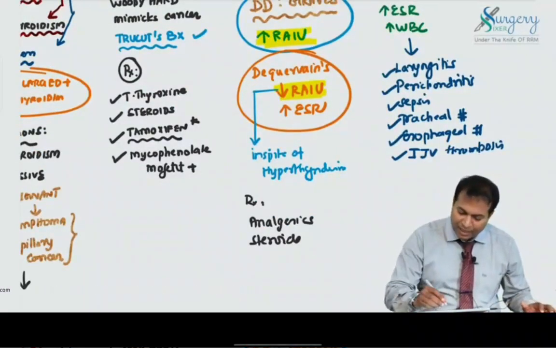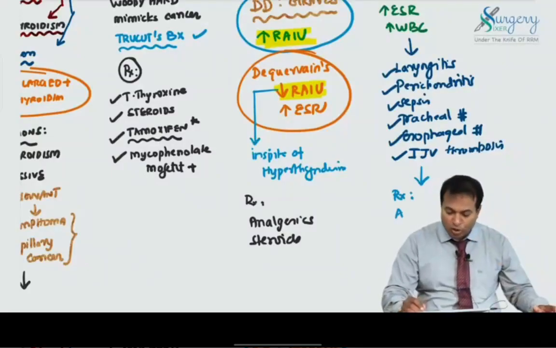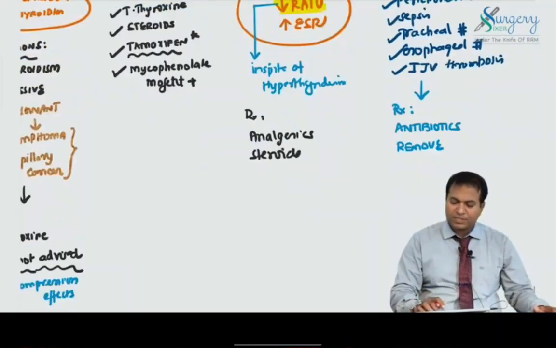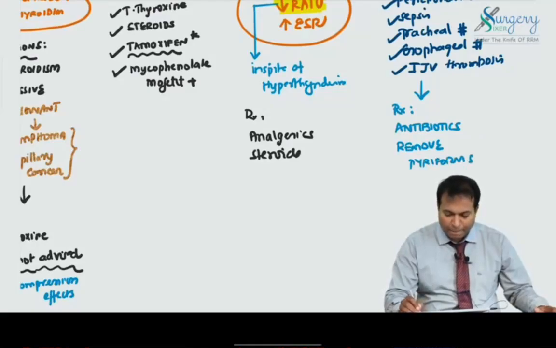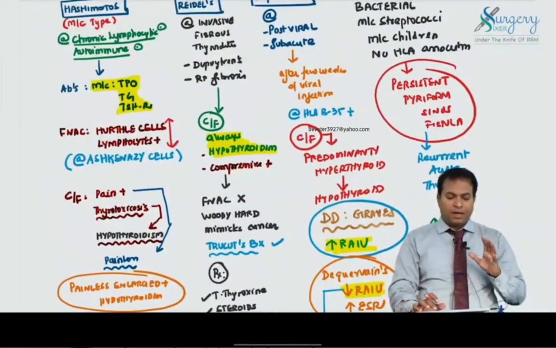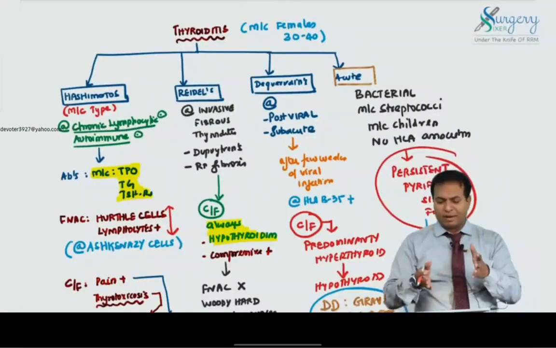If it is recurring again and again, the treatment is to give high antibiotics and remove the fistula, the pyriform sinus fistula. So please don't forget these points in thyroiditis. Thyroiditis is not so important a topic for final year students, but for PG aspirants it is a high yield topic.